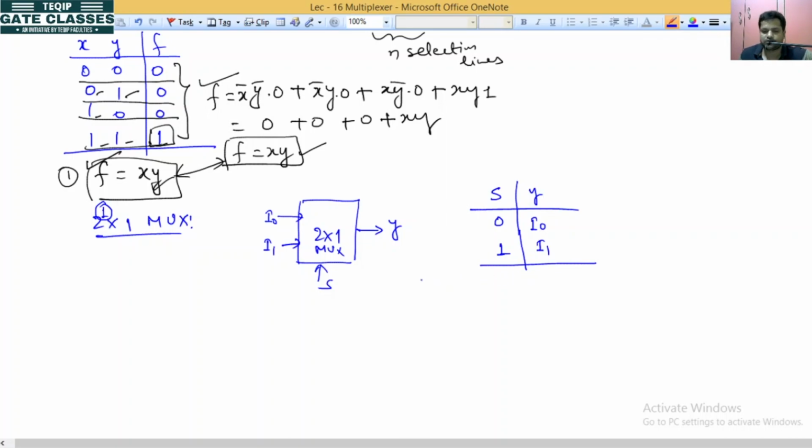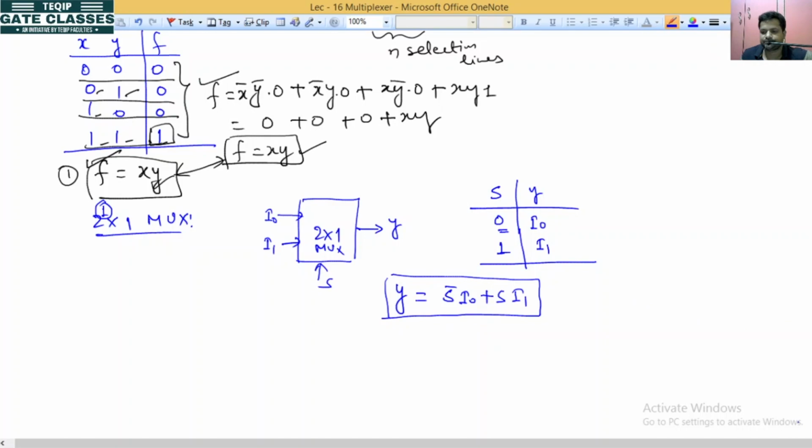Okay? So if I want to write the function of Y, what will that be? It will be S bar I0 plus S I1. So this is the expression for a 2 cross 1 mux.